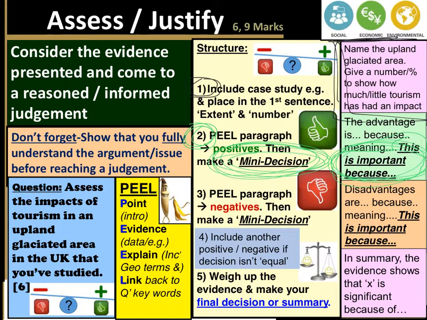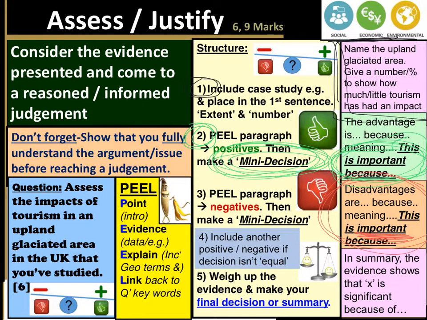Your paragraph 3 is going to be the negatives, and that's going to be the opposite point of view. So why tourism isn't a positive thing in your upland glaciated area. Then make a mini decision. So here we've got the things we've seen before, which is the disadvantages of tourism are, this is because, this means that, so develop your ideas. And of course your mini decision, this is important or this is significant because.